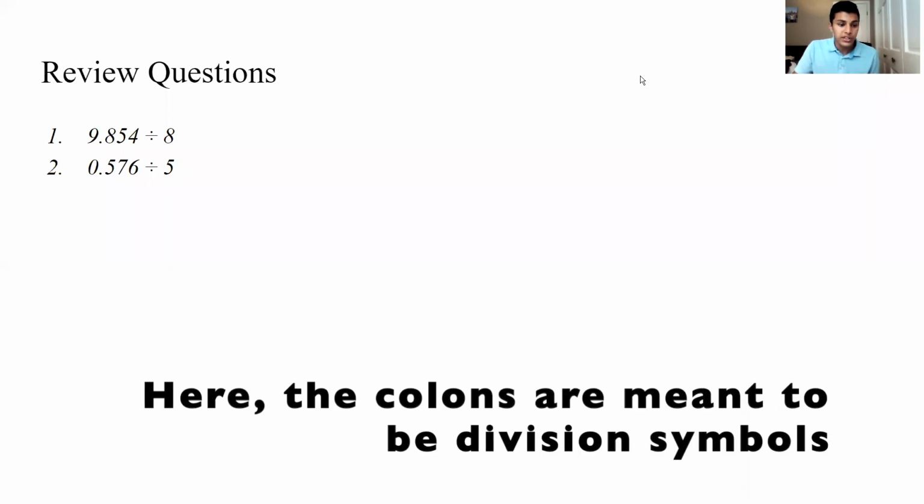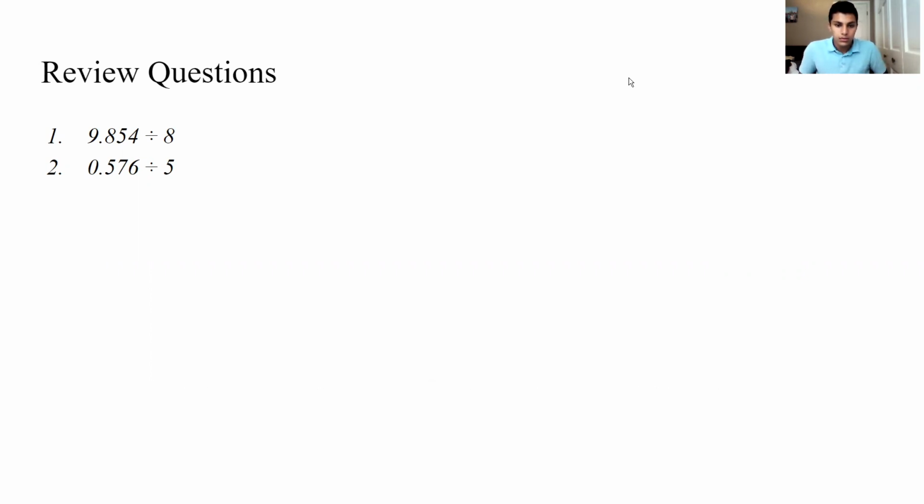So here are some review questions with dividing decimals, and you'll get quotients past the thousandths place. If you'd like to try it, I'll give you a few seconds to pause this video before I explain the answer. All right, so the correct answers to these questions were 1.23175 and 0.1152. So let's start with the first one.